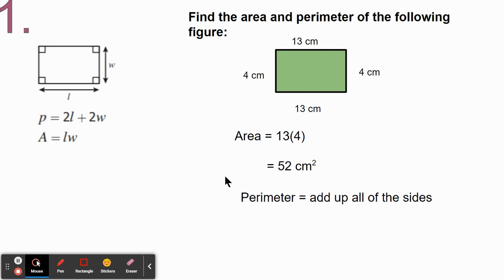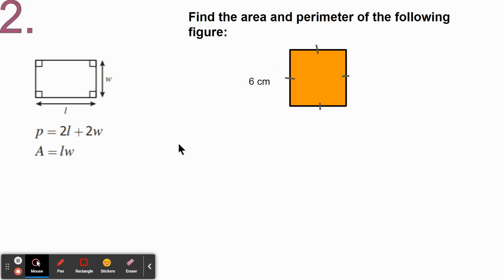Now we just have to add them up. So we can do that. 4 plus 13 plus 4 plus 13. So add those all up. You can put that in Desmos and you get 34 centimeters. So it's 34 centimeters around. Again, notice your labels here. Area, it's going to be square units. And for perimeter, it's a linear distance. So just centimeters. Okay. You try this one.